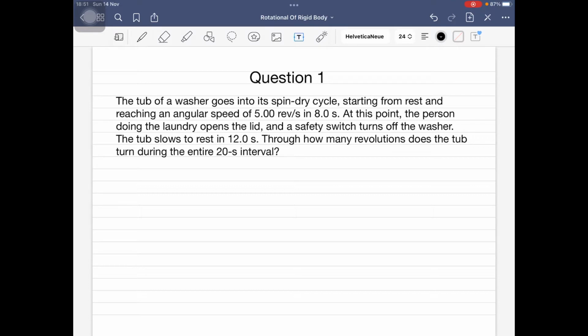So today we're going to discuss a question on the chapter rotation of rigid body, and this question is taken from a tutorial question, and we will start with question number 1 first.